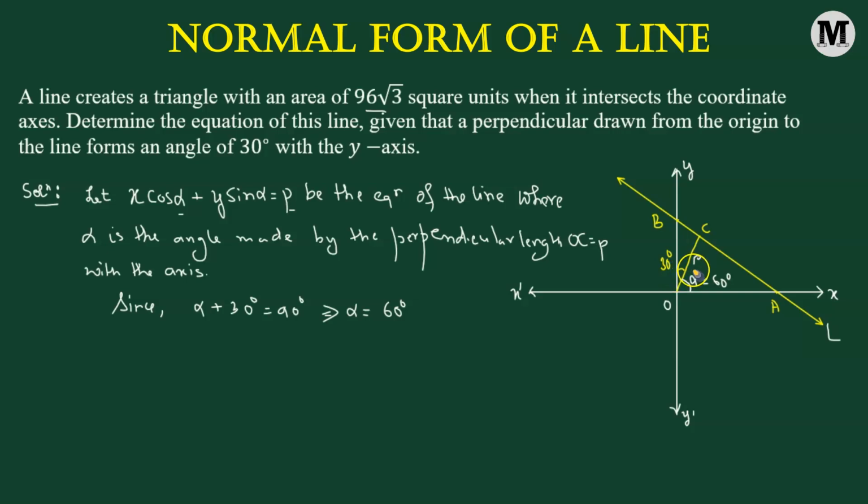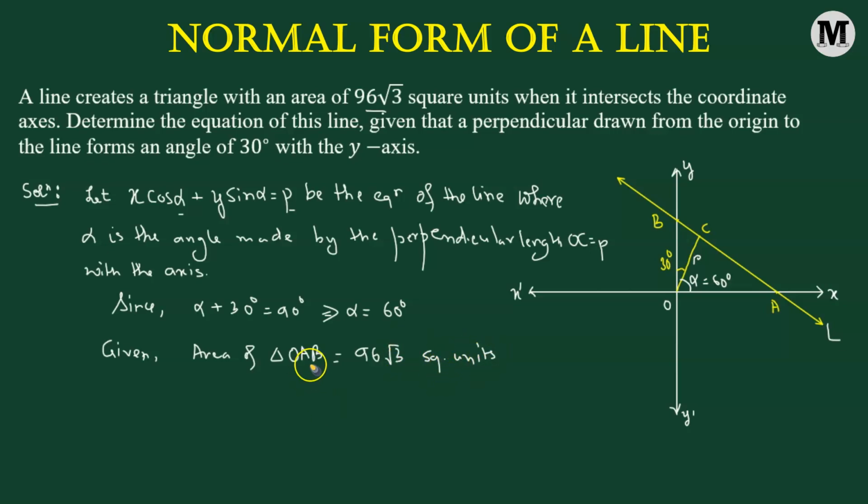Our next task will be to determine the value of the perpendicular distance p. So how shall we do that? Here we're going to use the fact that the area of the triangle is given to us. The area of the triangle OAB is given as 96 times square root of 3 square units.